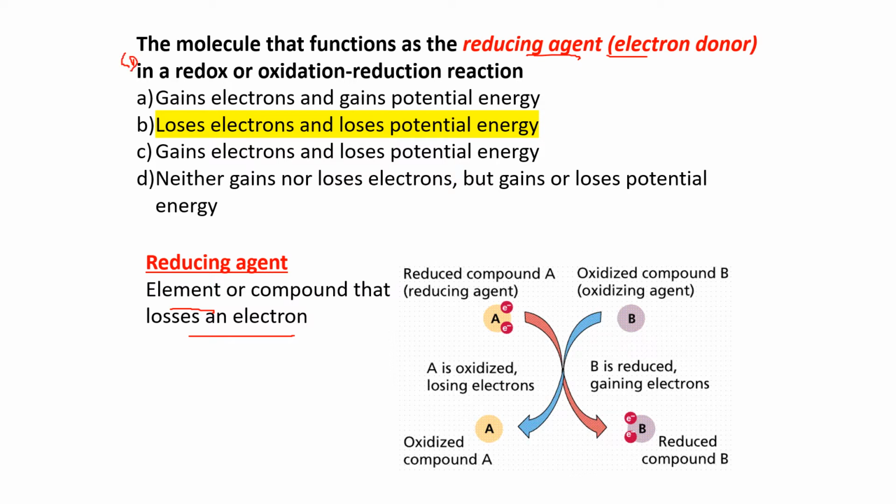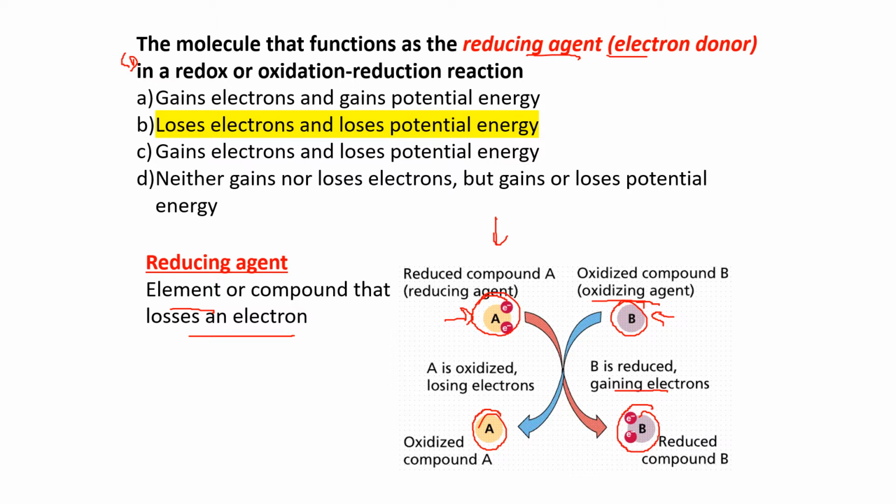So let me show you in this schematic. Here you have this compound A, and it's going to lose electrons. So it's going to get oxidized. So here you don't have electrons anymore. On the other hand, an oxidizing agent is the one that, instead of losing, gains electrons. So in the beginning, compound B doesn't have any electrons, but it's going to gain electrons, so it's going to be reduced.